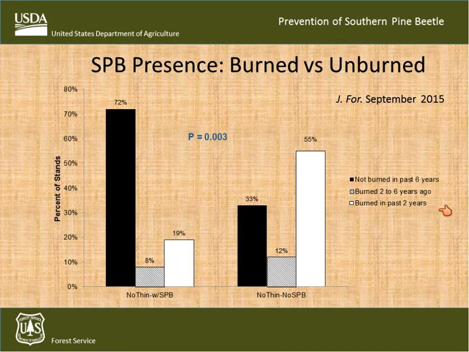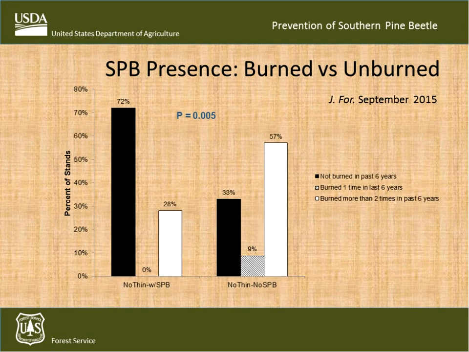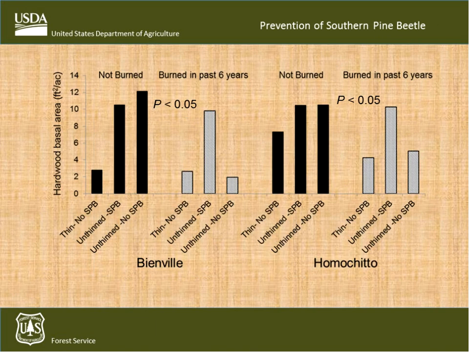We also saw that stands that had been burned recently, burned in the past 2 years, were less likely to have southern pine beetle. Additionally, stands that had been burned 2 or more times in the past 6 years had less southern pine beetle than stands that had not been burned. So stands that have been burned at all, burned more recently, or burned more often had less southern pine beetle in this particular study. There's probably opportunity for doing more research in this area, but I think it does fit with what we're seeing from the Harold Thistle study: more open stand, less southern pine beetle.